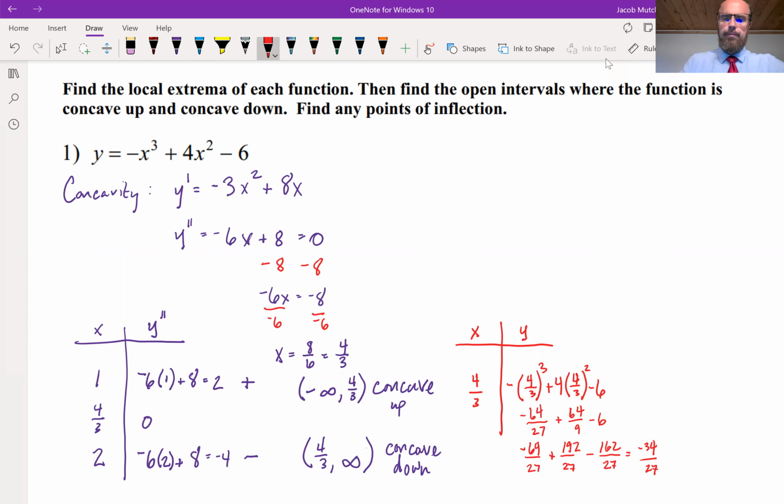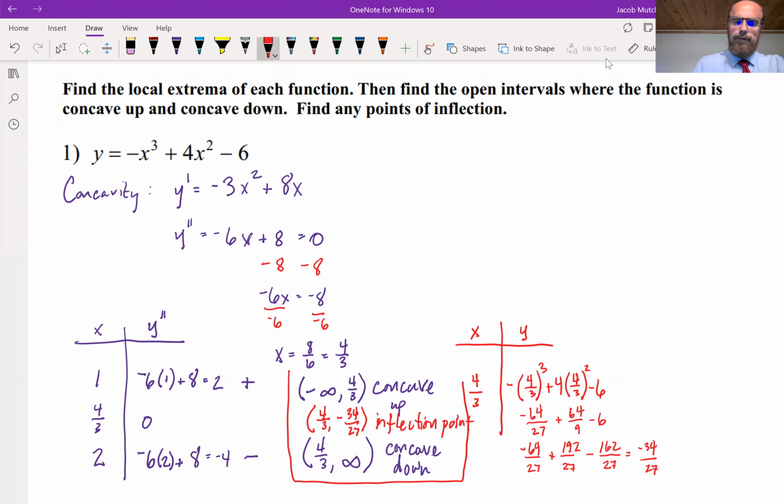And that's our inflection point. So I'm going to put that right here, 4/3, comma, negative 34 over 27, is the point at which the concavity of the function changes from up to down. So we've captured that information about the function. We've got the concavity, we found the inflection point, and now what we want to do is use the second derivative test to find, are there any maxima or minima for the function?